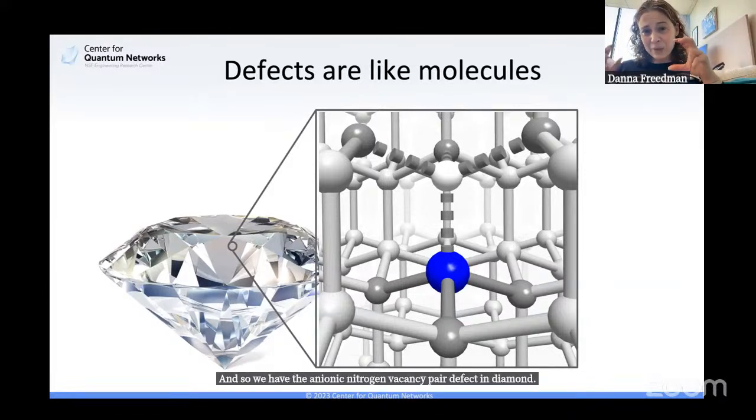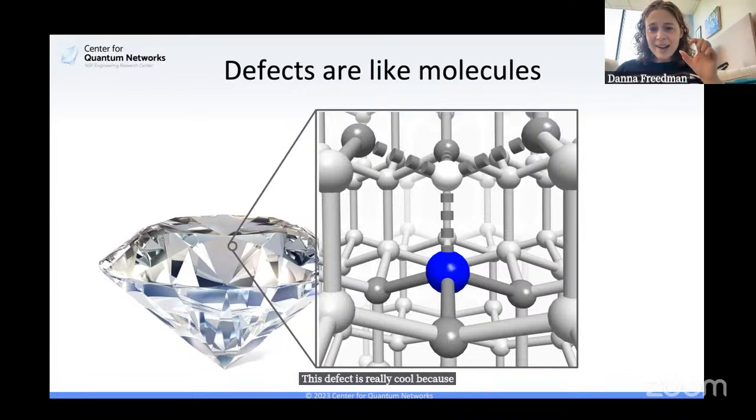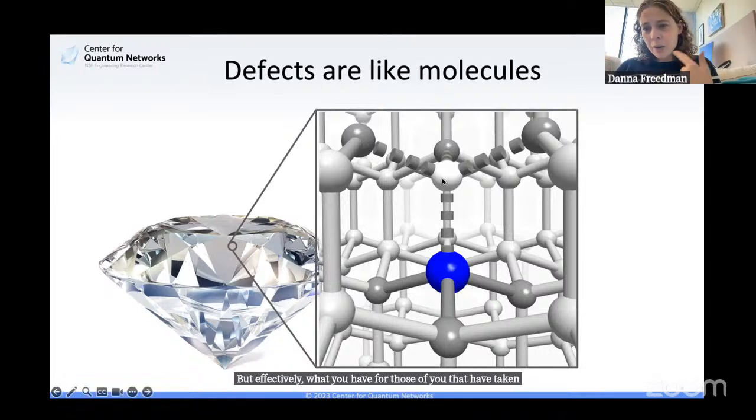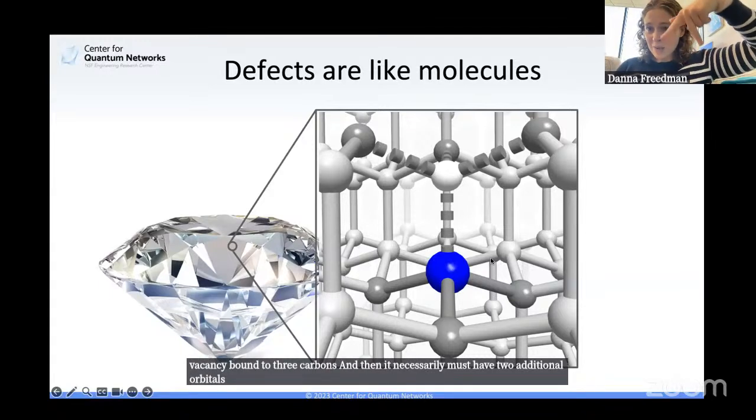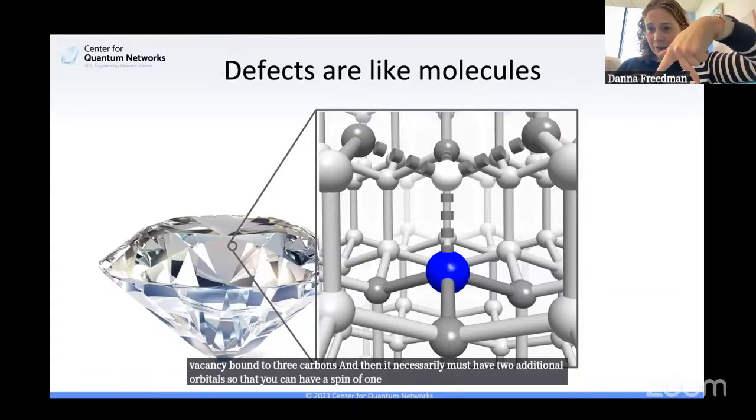This defect is really cool for many reasons, but effectively, for those of you that have taken some organic chemistry, you effectively have a pentavalent carbon. The anionic charge is traditionally depicted on the vacancy center. So here we have the vacancy bound to 3 carbons, and then it necessarily must have 2 additional orbitals so that you can have a spin of 1 comprised of the 2 unpaired electrons.